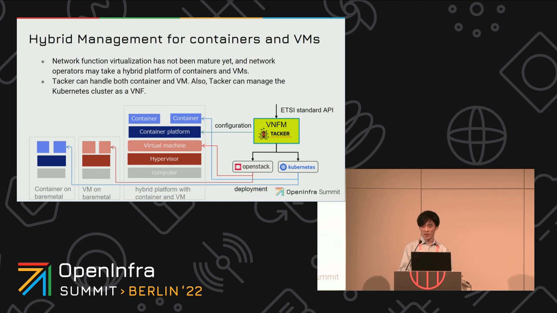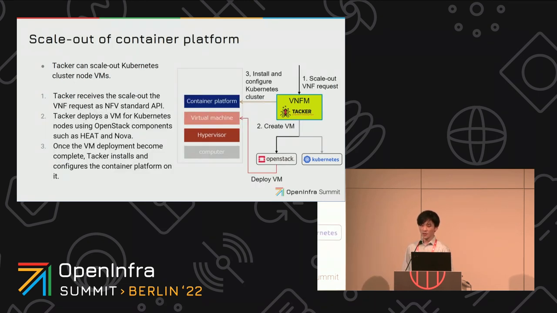I'll explain it in more detail using the example of scale-out scenarios. In these scenarios, container platforms are installed in virtual machines, and VNFM receives a scale-out VNF request by using the ETSI standard API. In this case, Tacker operates OpenStack Heat, and OpenStack Heat creates a VM by using Nova and Neutron. And once the VM deployment is complete, Tacker installs and configures the container platform on it automatically.